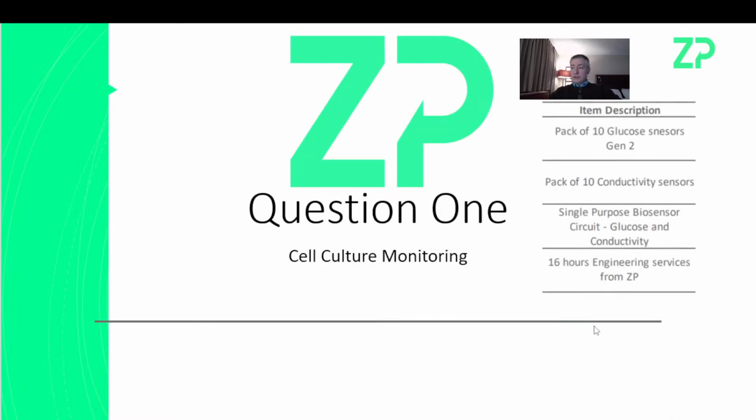So in terms of cell culture, obviously we have our glucose sensor and our conductivity sensor. We also have some electronics called single-purpose biosensor circuits. Those single-purpose biosensor circuits we configure. If you've got a glucose sensor, then you'll need the glucose version. If you have a conductivity sensor, you need the conductivity version, etc.